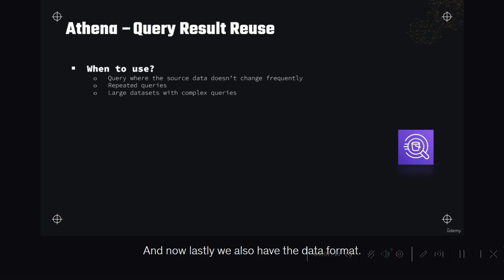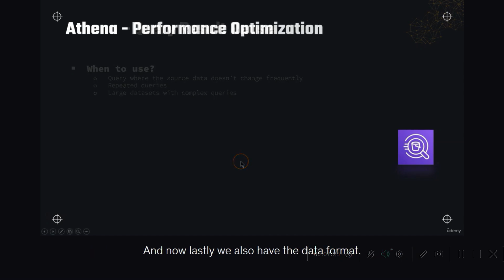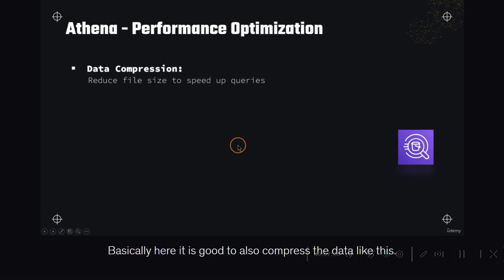And now, lastly, we also have the data format. Basically, here it is good to also compress the data. Like this, we can reduce the size of the data, and this can also improve the query performance, and also it reduces the volume of data that would be scanned. So additionally, this would again save us some cost.